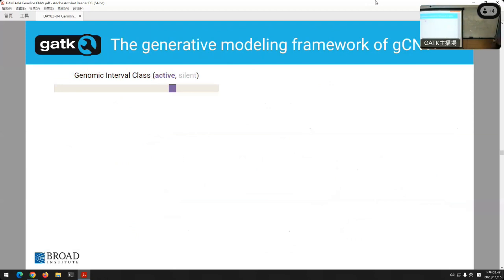Okay, so the first underlying parameter that we look at is genomic interval class. Some areas of the genome are active. Those are the common CNV hotspots, where we see a lot of copy number variation in the population. And a lot of the genome is silent, where copy number variation is quite rare.